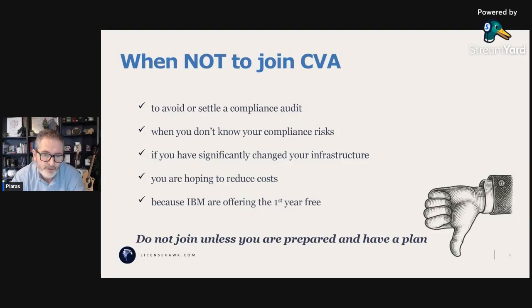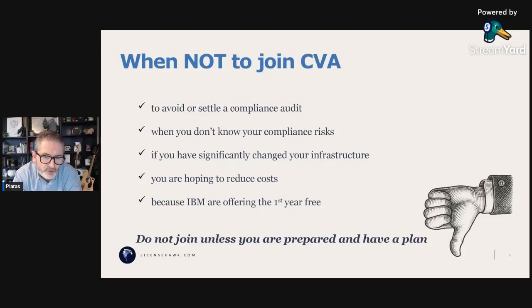Well, first and foremost is if it's been offered as a way to avoid or settle a compliance audit. This is a serious risk for you, and it's probably the most common reason that I come across my clients joining the CVA. Essentially, IBM say, we'll settle this audit here, but you have to go into CVA, or we will not renew the ELA agreement. You haven't certified your deployments. Part of the conditions will be that you'll join the CVA program. Ultimately, what you're doing here is postponing a problem, and that is probably not a good time to be thinking about joining a CVA program because ultimately you're not ready for it. You're going into it under duress.